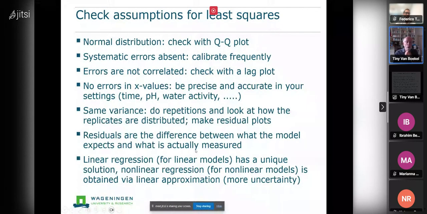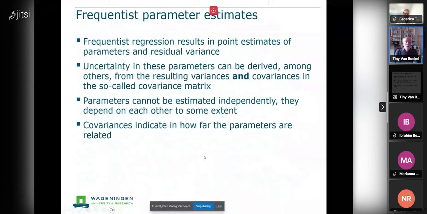But I do not have the time to explain that. If you're going to follow my course in kinetics, I'll explain that in much more detail because I find that also a very important distinction. Well, if you have all these assumptions checked and fulfilled, you can then look at your results, which in the frequentist world are point estimates. But you can also derive the uncertainty in those estimates by looking at the variances and the covariances of the parameters in what is called a covariance matrix.